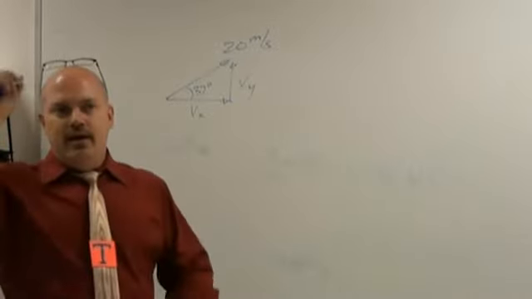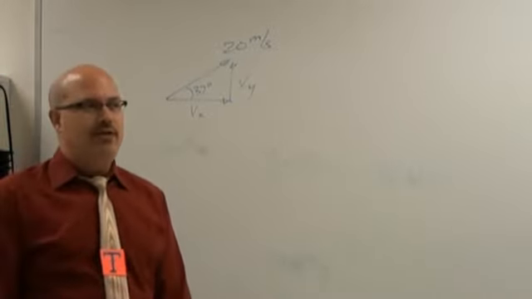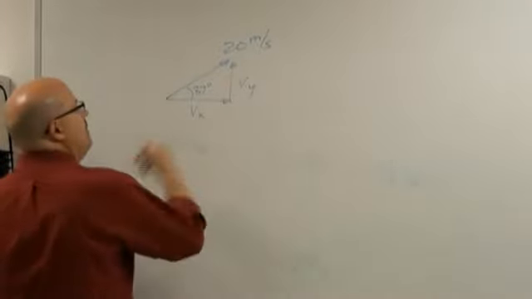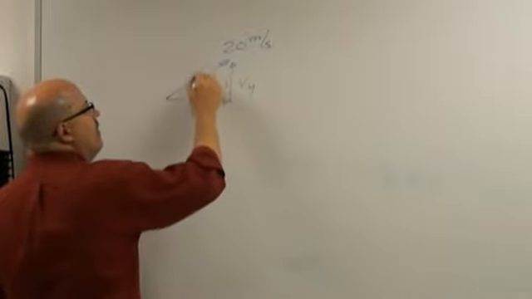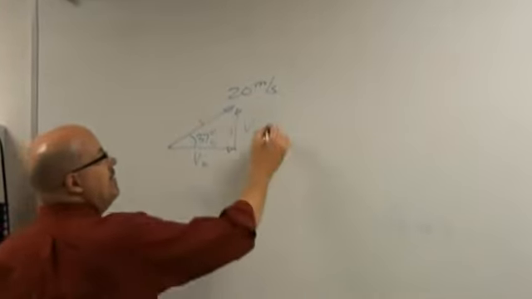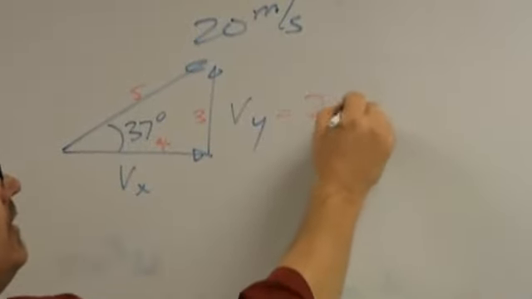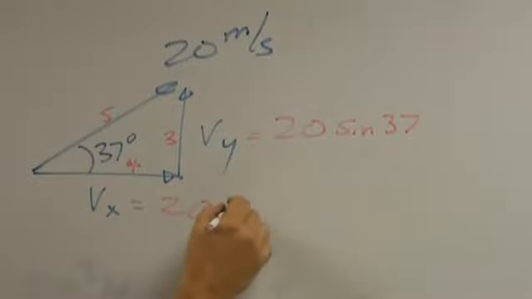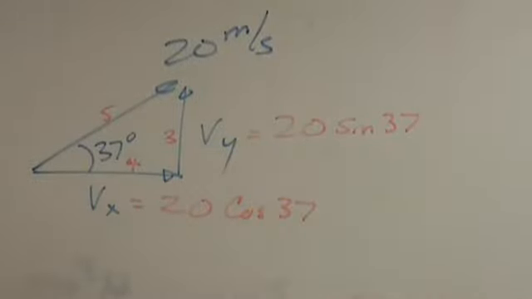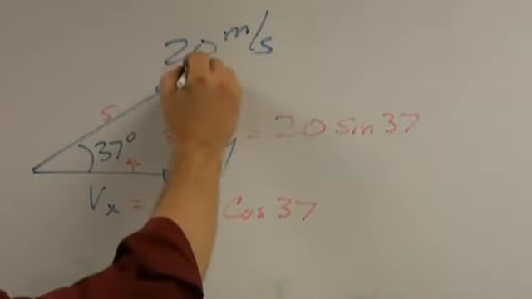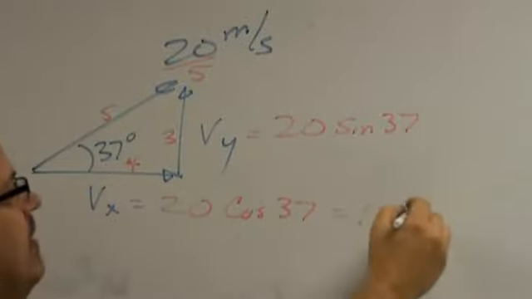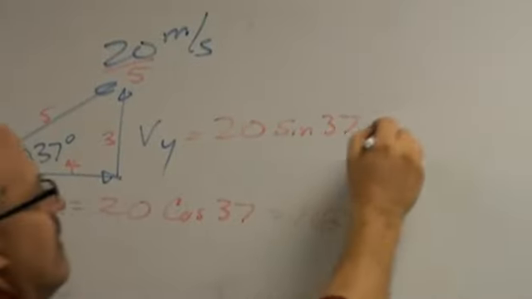Hey, everybody, when you see the magical 37 degrees, what kind of triangle? 3, 4, 5. It's a 3, 4, 5. So you can either say that this is 20 times the sine of 37, and this is 20 times the cosine of 37, or you could do this. 20 is the 5 side. Take 20 divided by 5, which is 4. What's 4 times 4? 16. What's 4 times 3? 12.